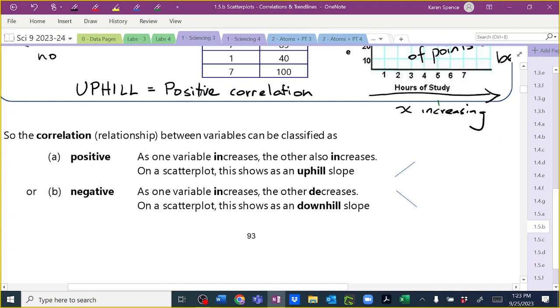So here we have just a little summary. Positive is uphill. Negative is downhill.